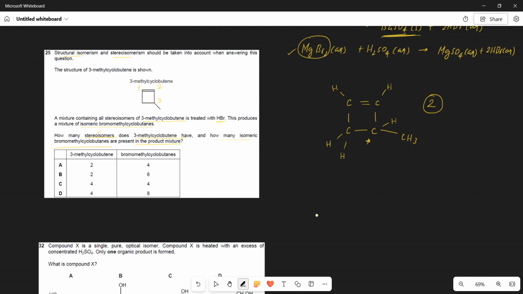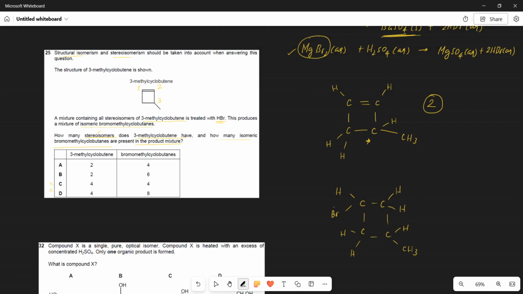So I can only look at A and B, not C and D. So these 2 are wrong. Now when I go for the HBr reaction, I may get this product, the first carbon getting a Br, and you have CH2 here, and you have CH and CH3.